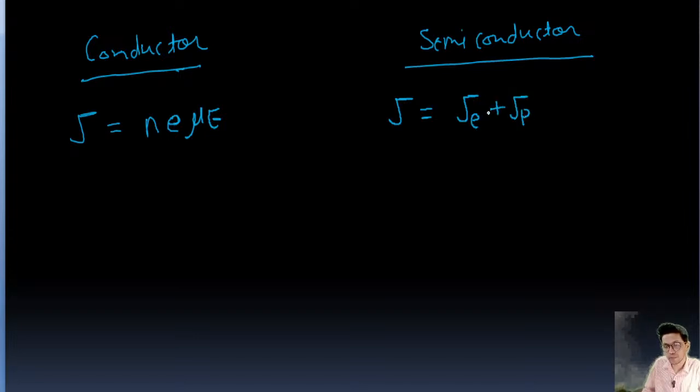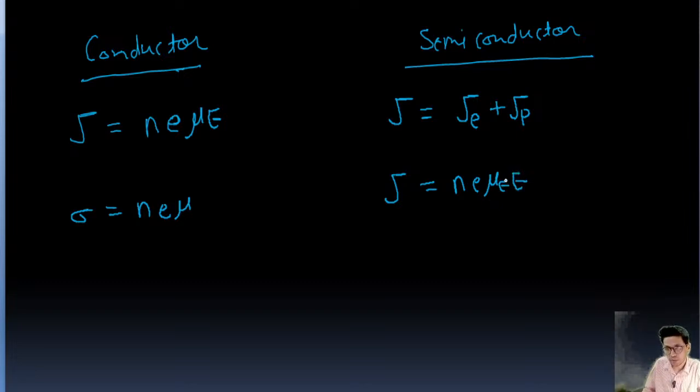Current density because of electrons plus current density because of holes. So from here, for a conductor the conductivity sigma is N e mu. If you talk about a semiconductor, the current density is this, then we'll put the value. So J is going to be the same for electrons, that is N e mu E, where E is the electric field.